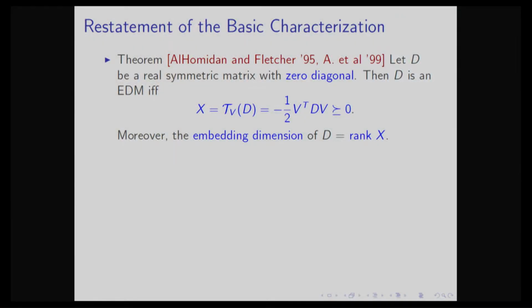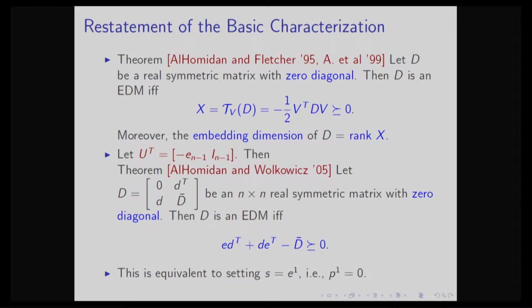And again, the basic theorem can be stated in this way. So D, which is real symmetric with zero diagonal, is EDM if and only if this matrix here, which is the projected Gram matrix, is positive semi-definite. Now you are dealing with an n minus 1 by n minus 1 matrix, and the embedding dimension is given by the rank of D. So X does the same job as B, the Gram matrix.